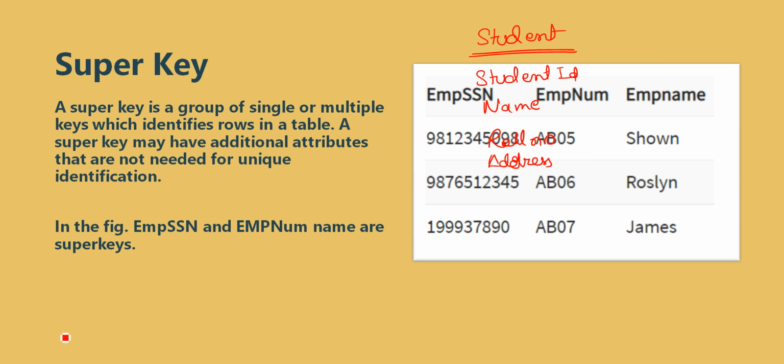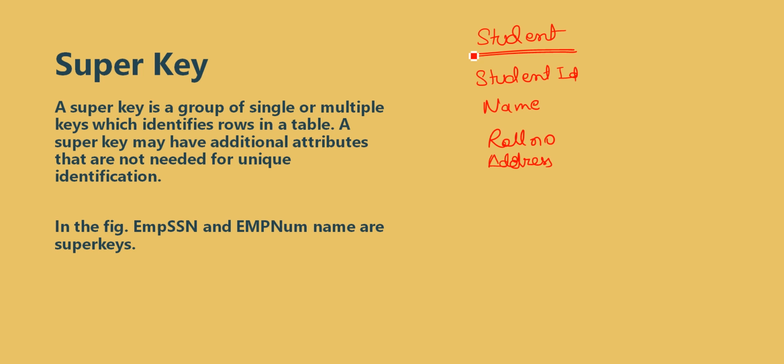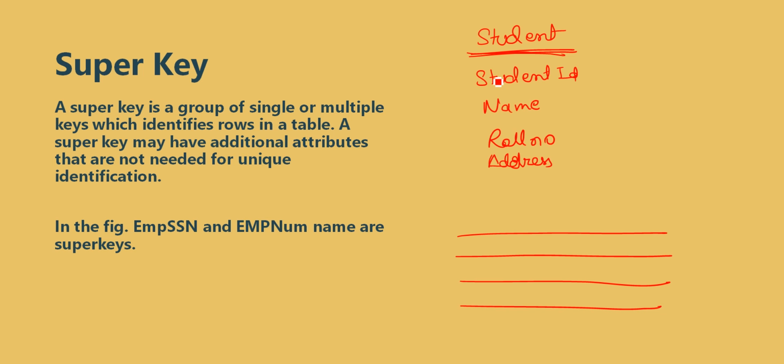For this you can understand that each row can be uniquely identified not only by one column, just student ID. We can also uniquely identify by roll number, right? In our class no student has the same roll number, right? This is also going to be unique, isn't it? Yes, yes, I get you.